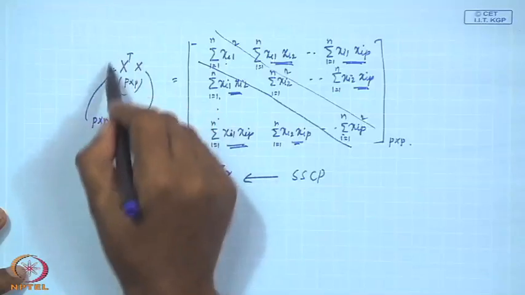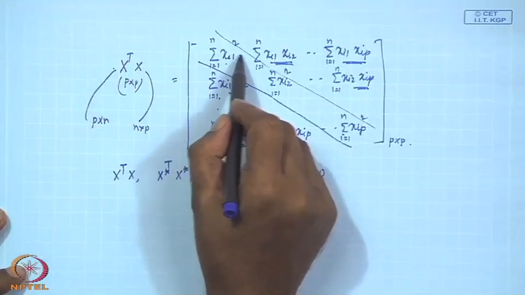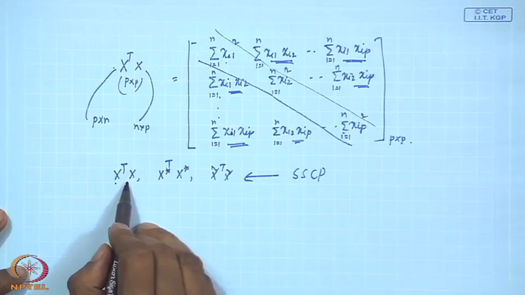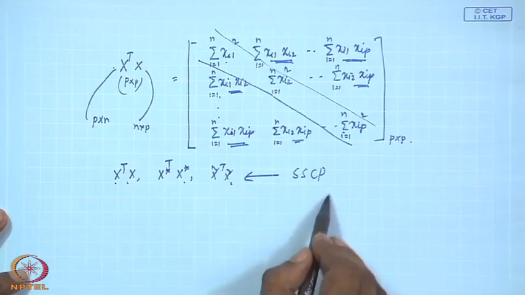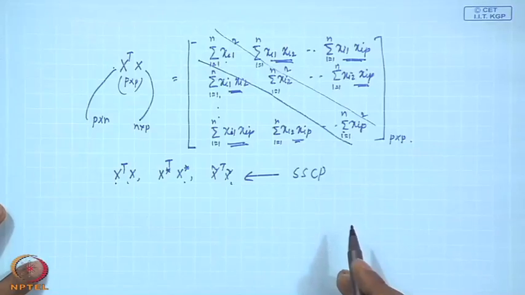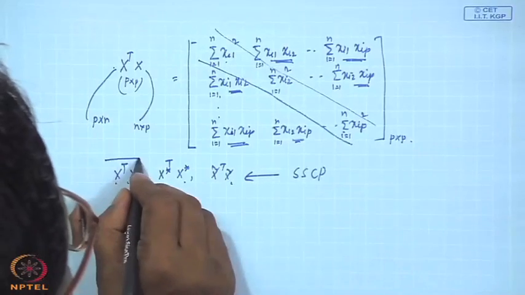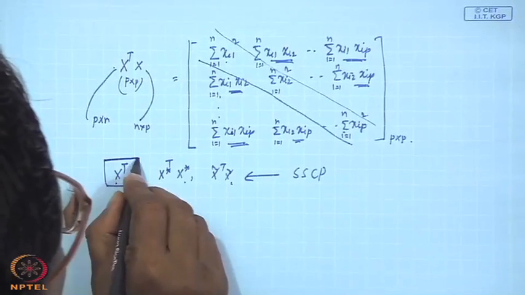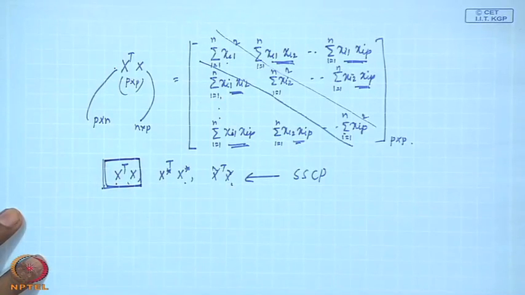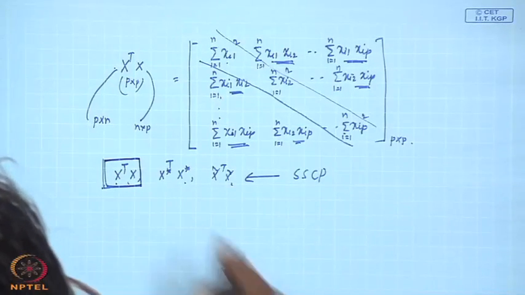So, that means once you know this matrix, ultimately we can calculate the descriptive statistics like the covariance and correlation matrix. This one is a very important matrix. Later on, particularly in regression, you will be using this matrix.